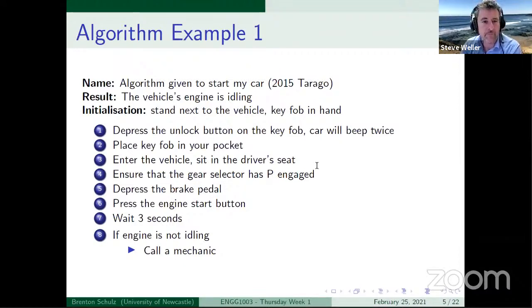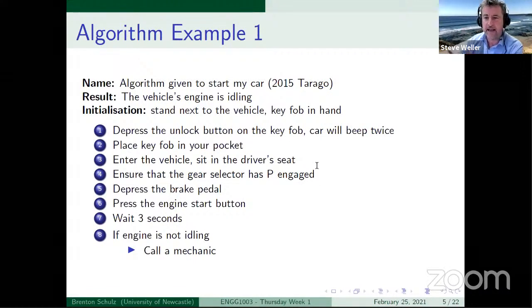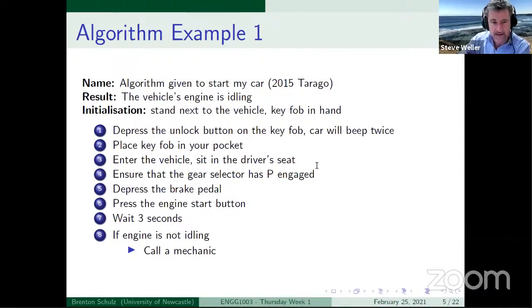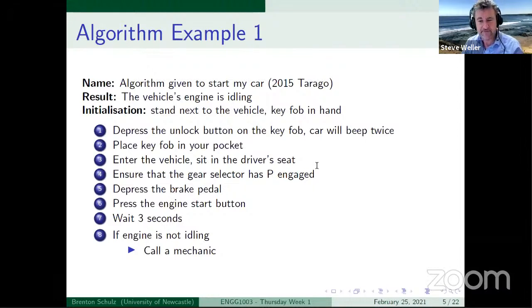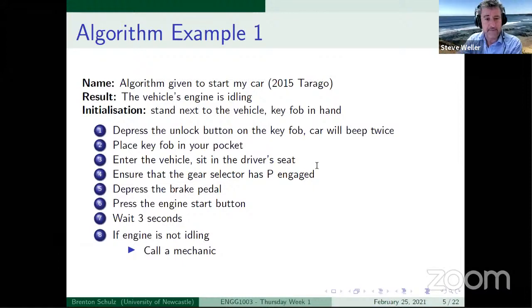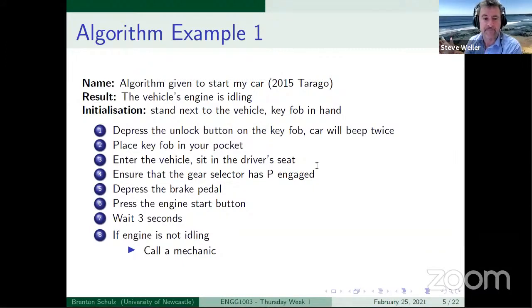The first step of the algorithm is to depress the unlock button on the key fob, and we would expect the car to beep twice in response. We then put the key fob in our pocket. We then sit in the car in the driver's seat. We make sure that the gear selector is engaged in park. We then put foot on the brake. We then press the engine start button. We wait for 3 seconds. Those 7 steps have been executed in sequence.